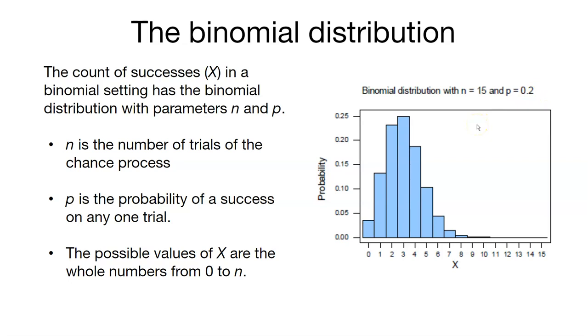All of the possible values of x are the whole numbers from 0 to n. That is to say, we need to have some whole number. We can't have any values with decimals. That would make it a continuous distribution, but the binomial, again, remember, is a discrete distribution.